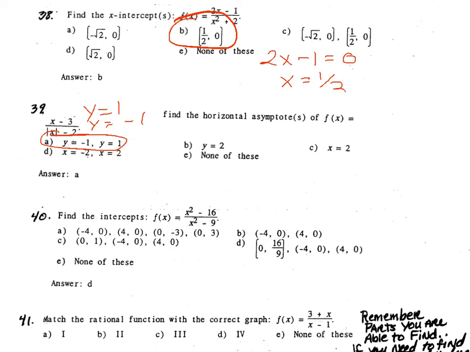In number 40, we want to find all the intercepts. So in order to find all the intercepts, we need to set the top equal to 0 to find the x-intercepts. So x squared minus 16 equals 0. So that will be x equals plus or minus 4. So we know we have x-intercepts at 4, 0, and at -4, 0. To find the y-intercept, we take 0 and we plug it in. So if we take 0 and plug it in, we get 16 over 9. So that'll be 0, 16 over 9, which would be choice D.